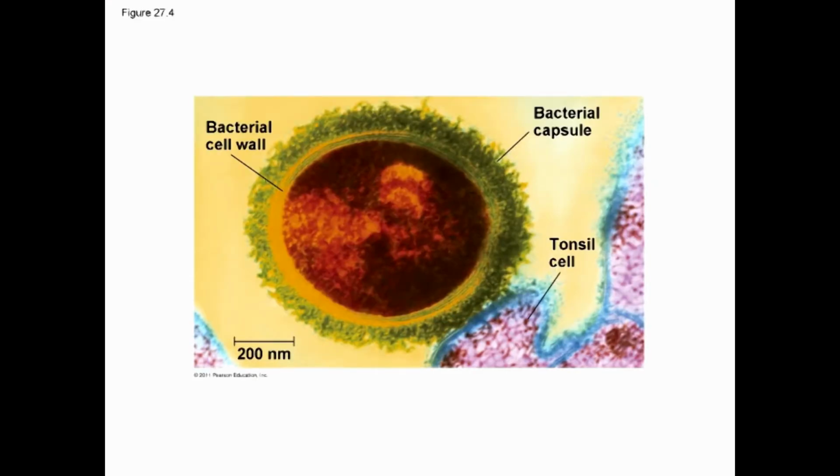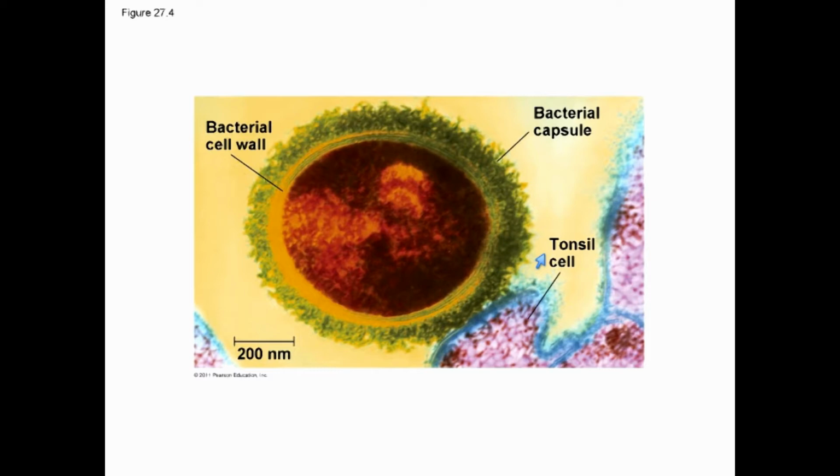This is showing you the bacterial cell wall. This is showing you the inside, and we can see the bacterial capsule on this one. So this particular bacterium is attacking the tonsils because we're looking at a tonsil cell here.